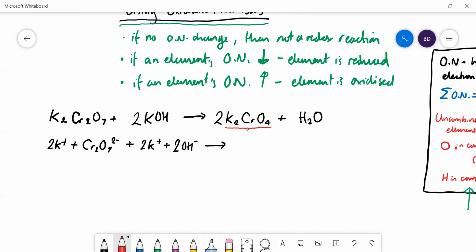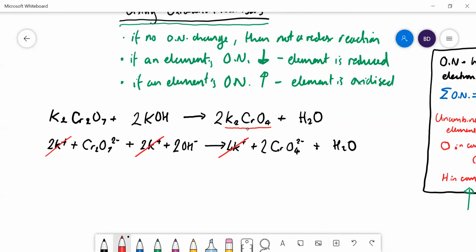Now here we have got this compound. We can break that down. That must be CrO4 2- because it's K2, and we've got 2 of them. And that means we've got 4 K+ ions. And we've got an H2O. So let's look at potassium. Spectator ions, we know nothing's happening there. No change in oxidation number of potassium.